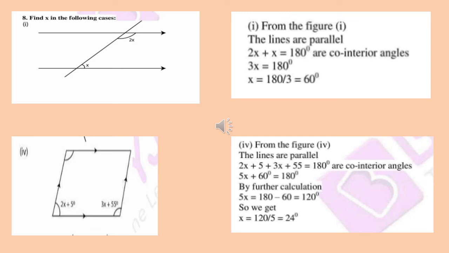Question number 8. Find x in the following cases. From the figure 1, the lines are parallel. Therefore, angle 2x plus x is equal to 180 degrees because they are co-interior angles. So therefore, 3x is equal to 180 degrees and x is equal to 180 degrees divided by 3, which is equal to 60 degrees.